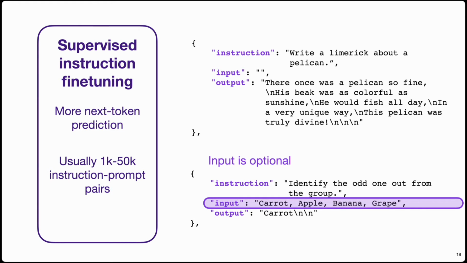And optionally, we can also provide some additional input. So in this sense, we can also use this approach to do classification, which we talked about earlier. So for example, if we have an instruction, identify the odd one from the group, and then we have options like carrot, apple, banana, and grape. In this case, carrot would be the odd one. So this would also be a type of classification that this model can perform.